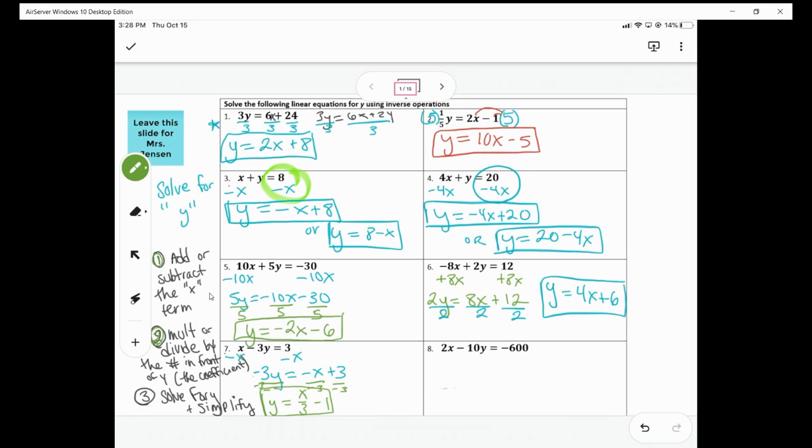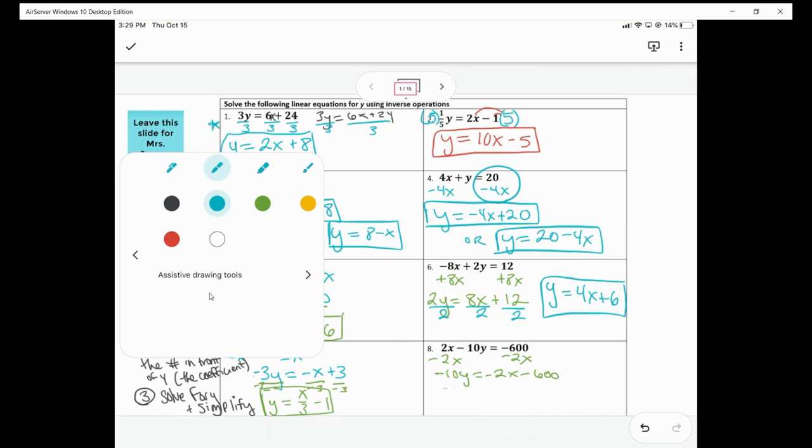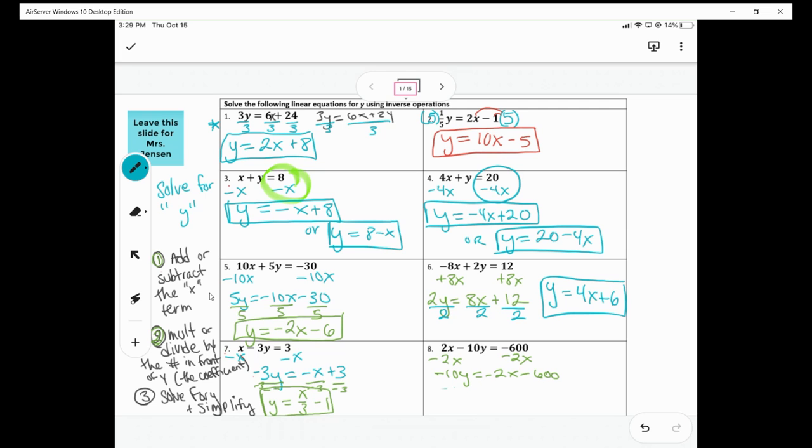And the last one, positive 2x, so we have to subtract it. Negative 10 times y, so we want to divide by negative 10. So I get y equals 2 over 10. That reduces to 1/5, or just write as x over 5. Negative 600 divided by negative 10 is positive 60.